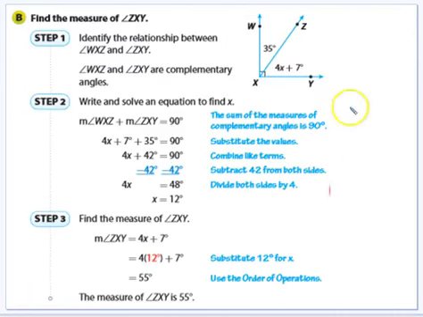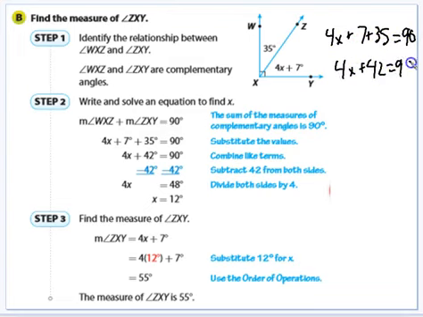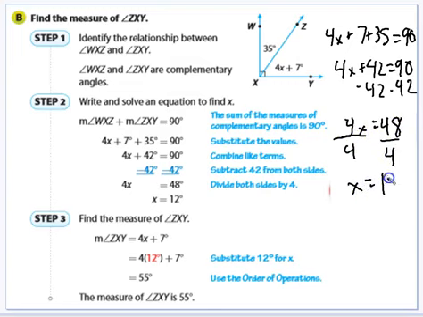All right. Same exact thing, class. This is complementary. We see it's a right angle. So we do 4x plus 7 plus 35 equals 90. Add these both together. 7 plus 35 is 42. So 4x plus 42 equals 90. Subtract 42 from both sides. I get 4x equals 48. Divide both sides by 4. I get x equals 12.